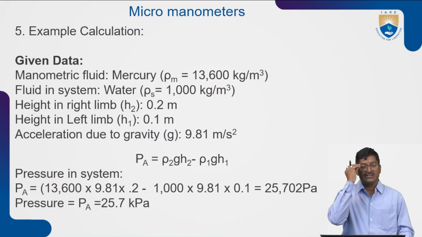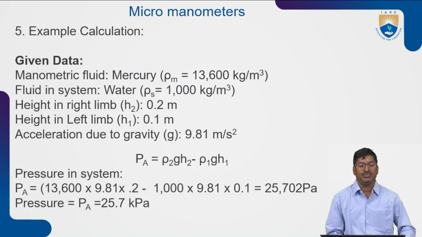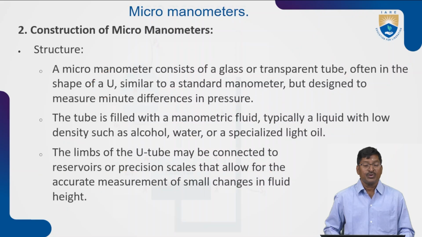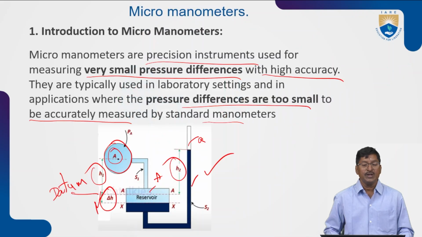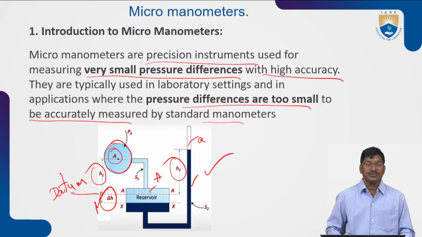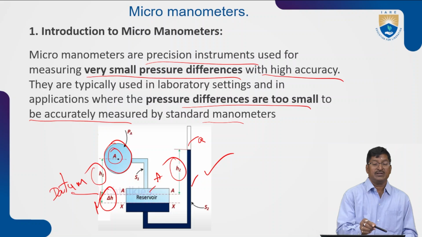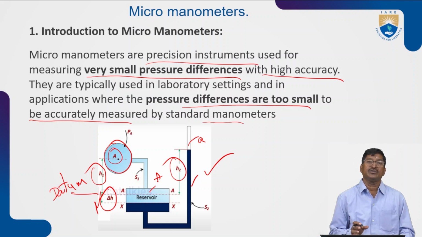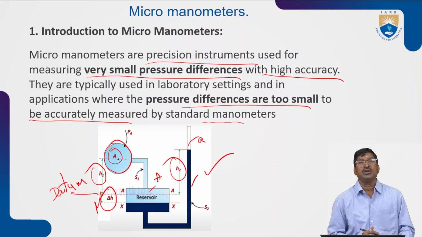Then if you take an example for this micromanometer, we can solve some problems based on the references. Now if you review the things, micromanometers are nothing but devices utilized to measure small pressure differences, very, very small pressure differences, with more accuracy.